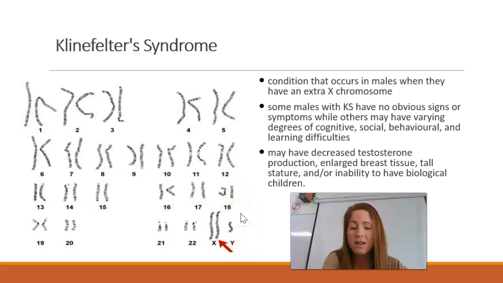And some males have no symptoms, but a lot of them do. And so they have varying degrees of cognitive, social, behavioral, and learning difficulties. They usually have a decreased level of testosterone, and they might even have an inability to have children. So this is called Klinefelter syndrome, an example of aneuploidy.